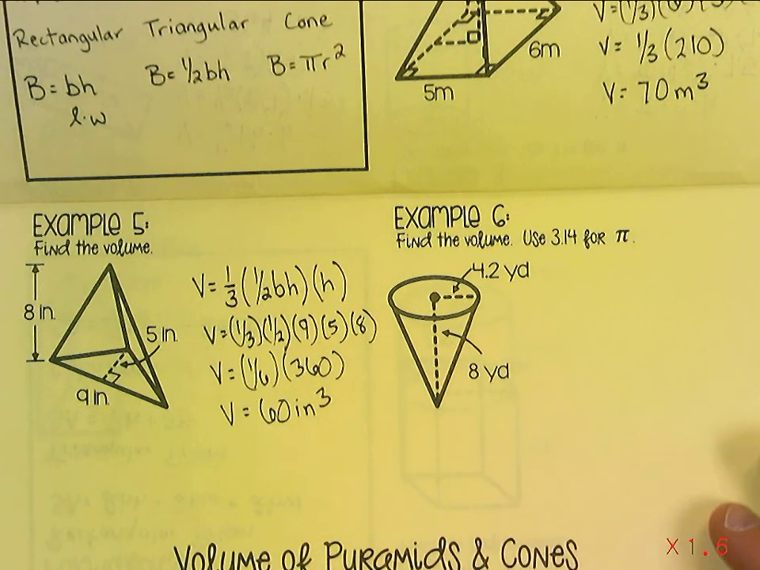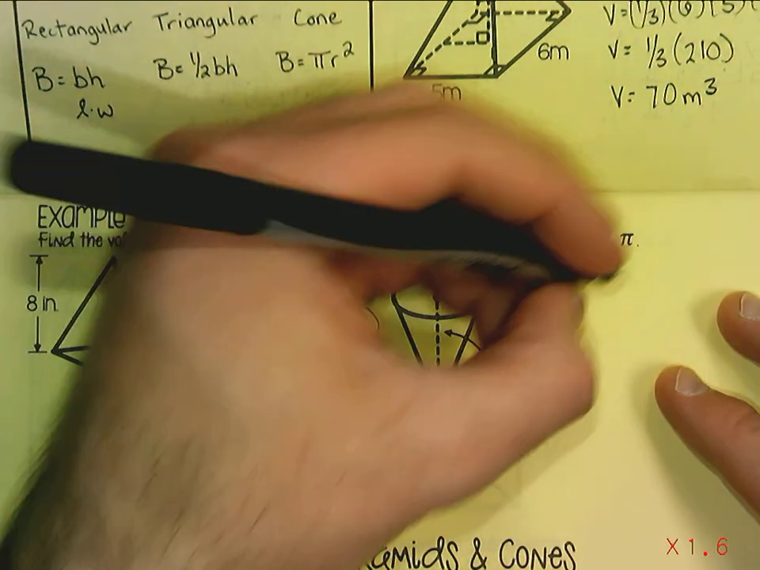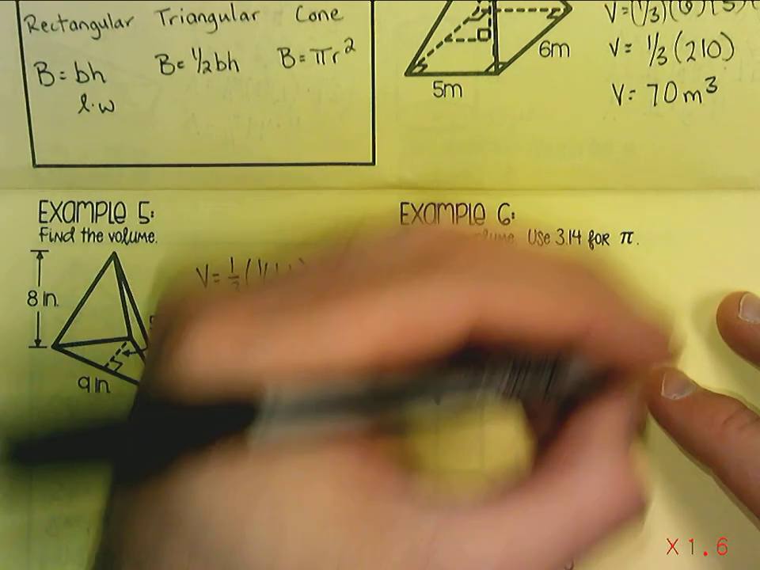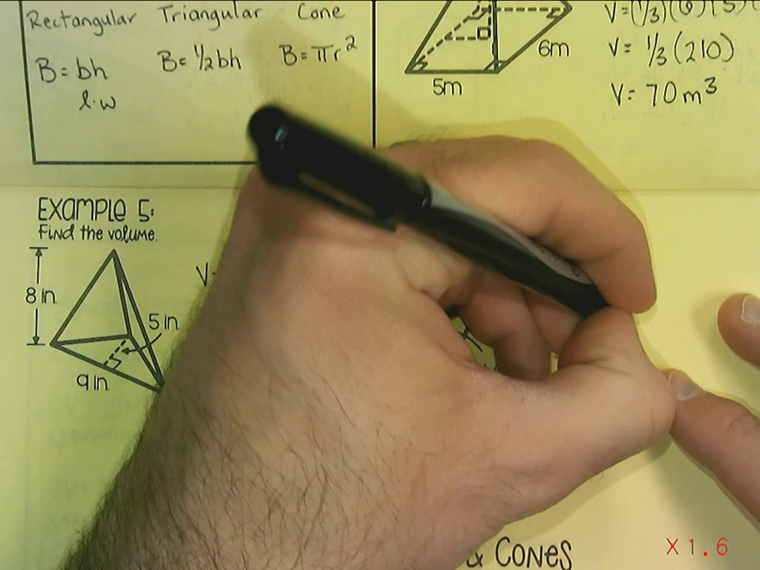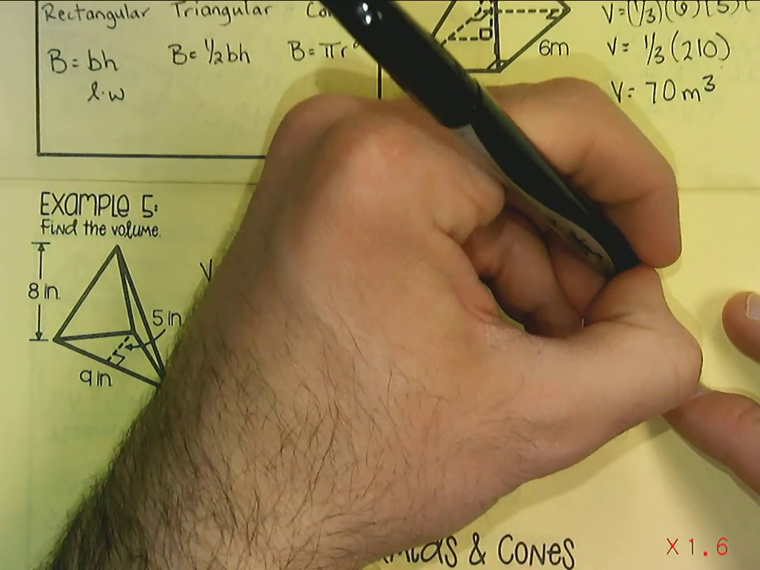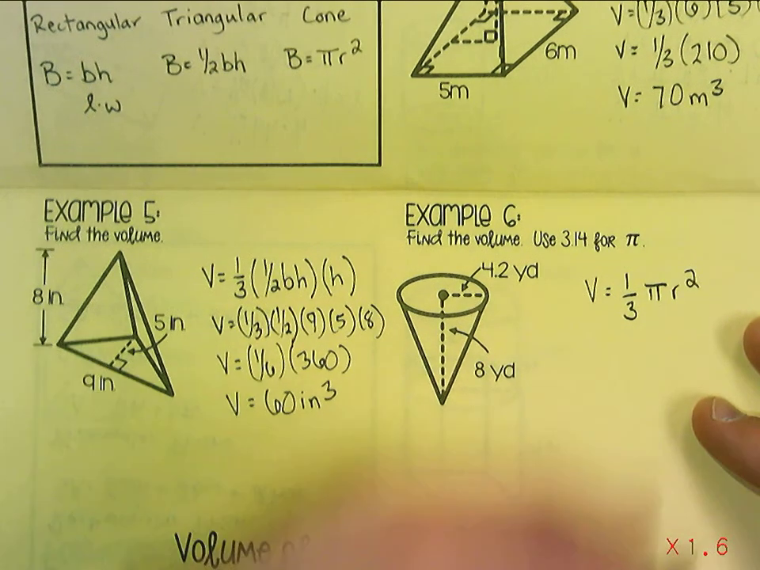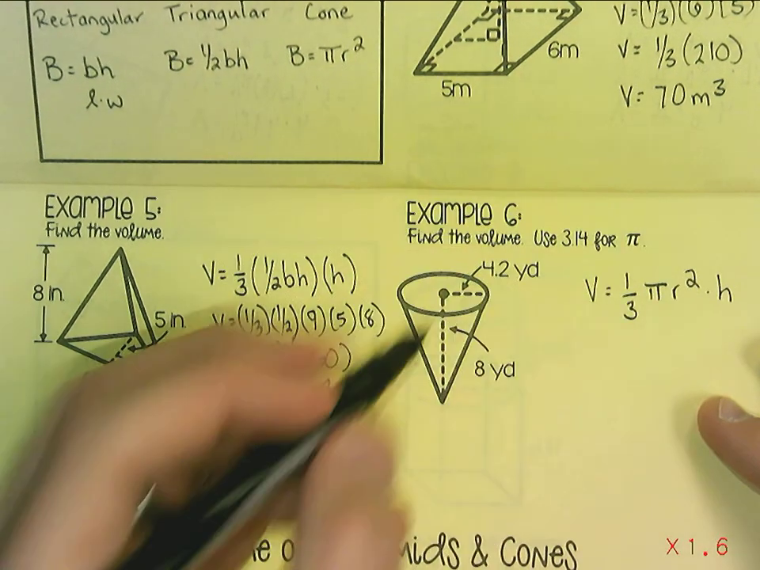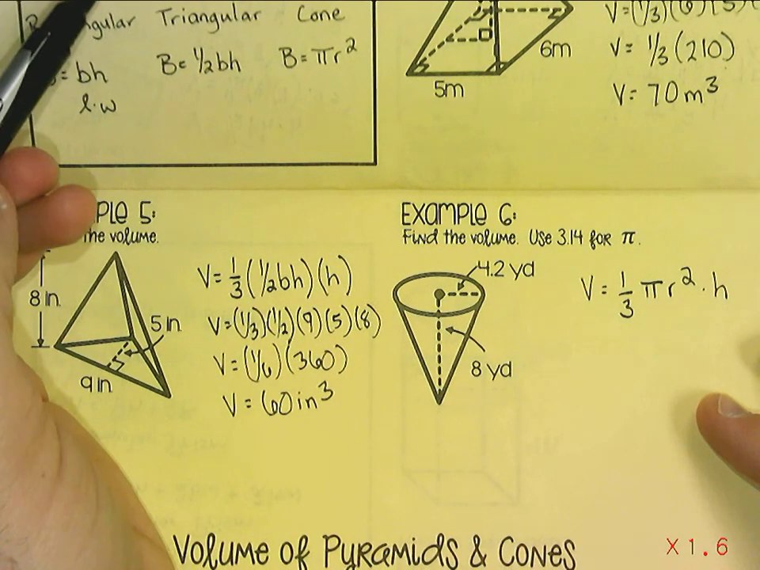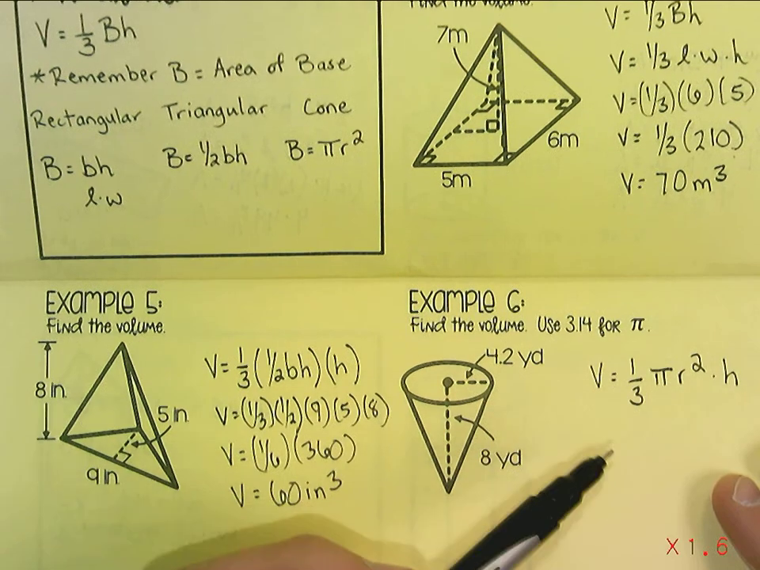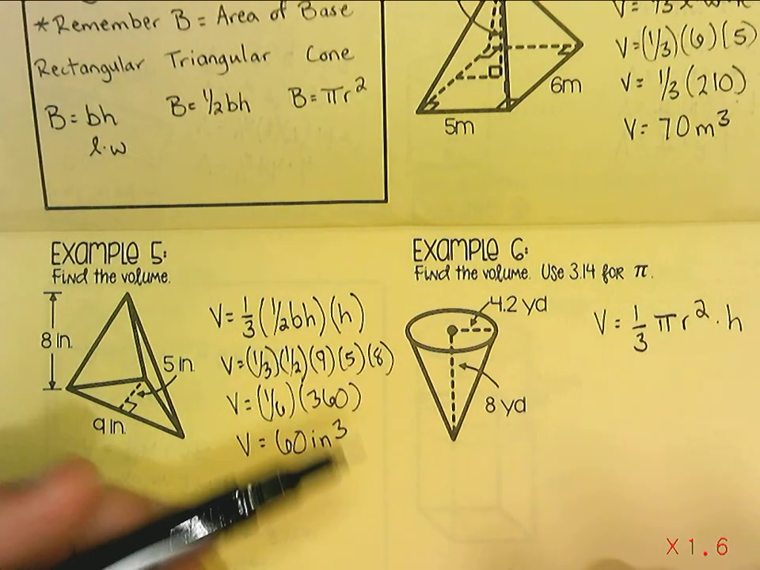So then let's take a peek at this cone here. Volume equals, so in this case we still have 1/3 out front. Now we need to put in pi r squared though, and then that's times the height. And the reason we put in pi r squared is because our base, our big B that we have here, is a circle, so we need to take the area of that base, which is pi r squared.